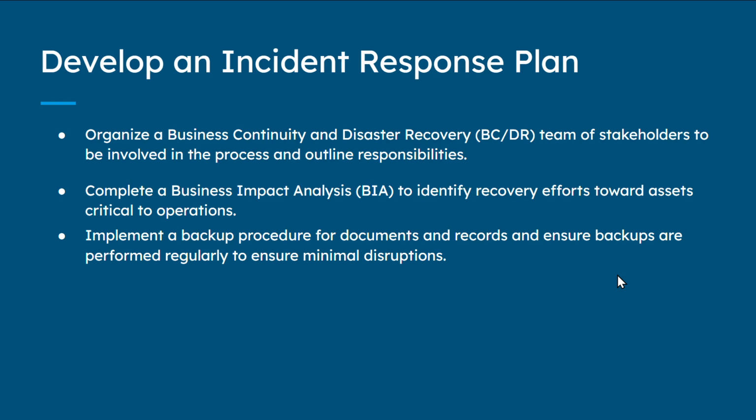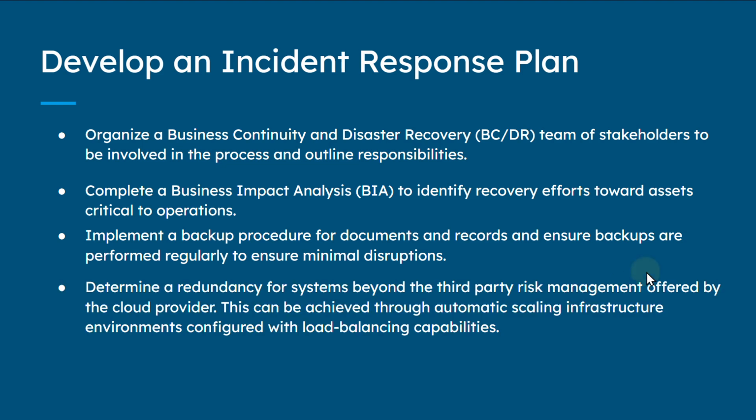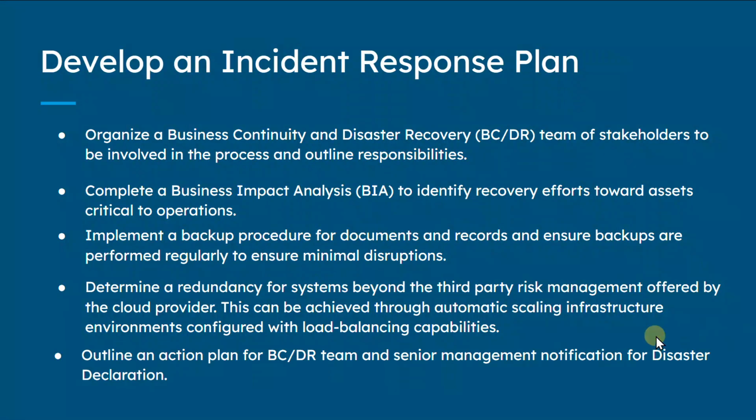Implement a backup procedure for documents and records and ensure that those backups are performed regularly to ensure minimal disruptions. Determine what the redundancy system will be beyond the third party risk management that is offered by the cloud provider. That could be achieved through automatic scaling infrastructure environments that you are able to configure with load balancing capabilities. And also outline an action plan for your BCDR team and the senior management notification outline when there is a disaster declaration.